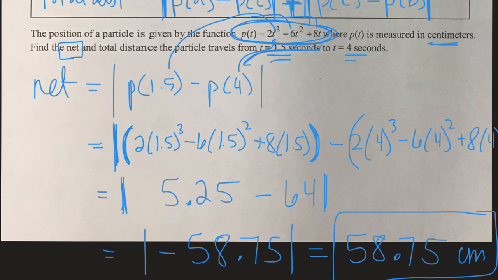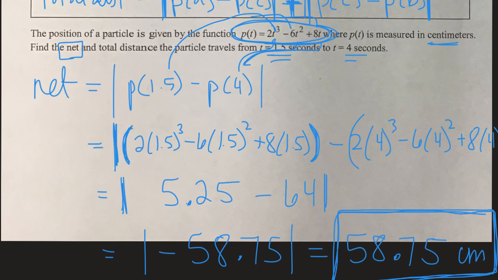Okay, so we stick that 1.5 in there, and then our 4, and we get a total, or rather a net distance traveled of 58.75 centimeters. Okay, it's p of 1.5 minus p of 4.